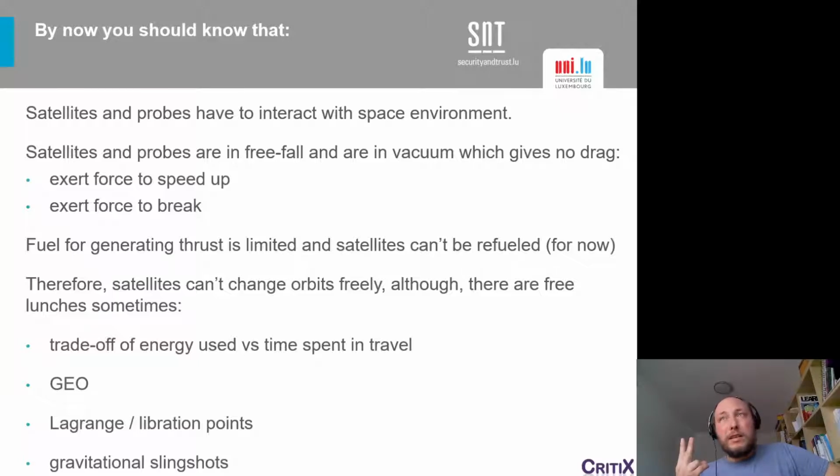There are now just two examples of refueling missions happening by Northrop Grumman, where they are refueling and refurbishing basically a geostationary satellite. So this is slowly changing, but we are in a very early phase of this operational technology actually happening on a larger scale. So it's kind of an interesting fact. It will change. We are going there, but we are not there yet. As I said, satellites cannot change orbits very freely. But you can be smart and trade off the energy used versus time for the travel.